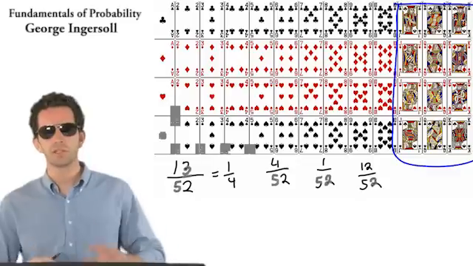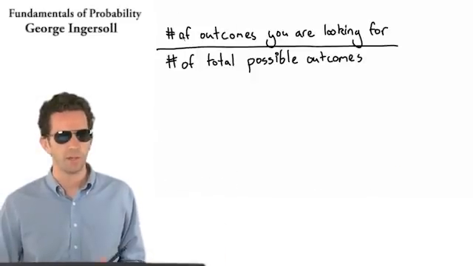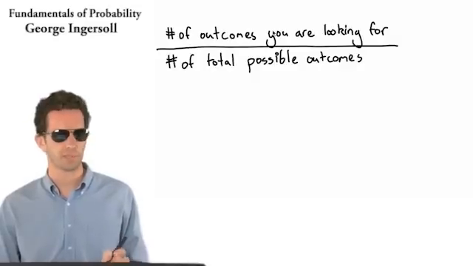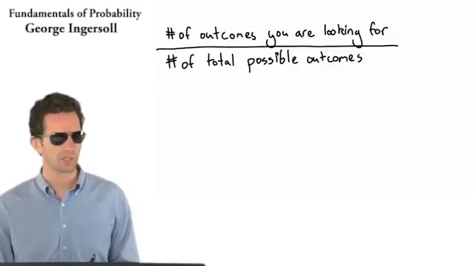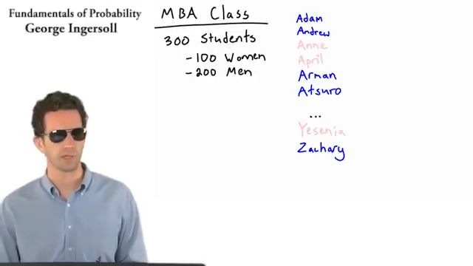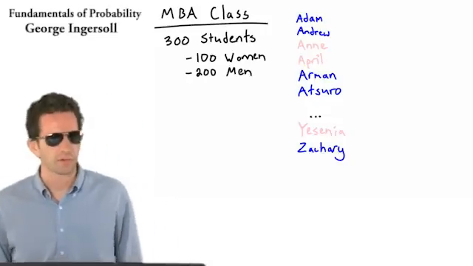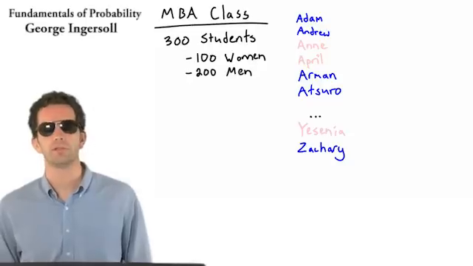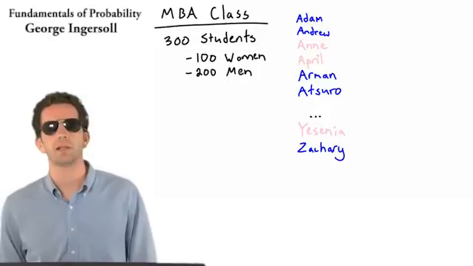All right, so this is our illustration, all coming back to this idea here. The number of outcomes we are looking for over the number of total possible outcomes that might be obtained. I want to offer one quick caveat to that, which is going to be illustrated by this example here. Let's say we have a class of MBA students, and there are 300 students in that class. 100 women and 200 men. Don't ask me why, but there's a gender skew in MBA classes. So we have 100 women and 200 men in that MBA class.